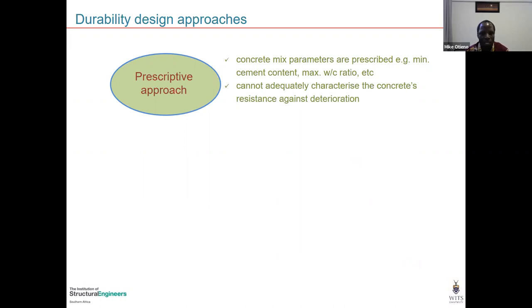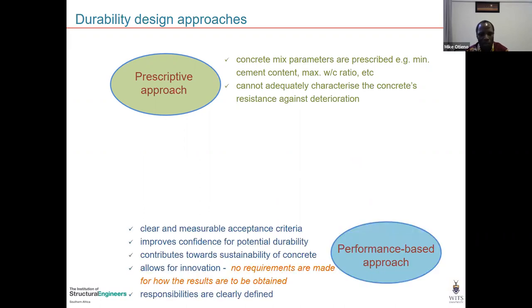On the opposite end, and this is where we really need to go, and that's what this talk is about, is the performance-based approach. In this case, we have clear performance criteria. And because of that, we have good tests, and we can have confidence in terms of the potential durability of a concrete. Most important is that it allows for innovation on the part of the contractor. We don't put requirements on the contractor in terms of how the performance criteria or the durability targets need to be achieved.